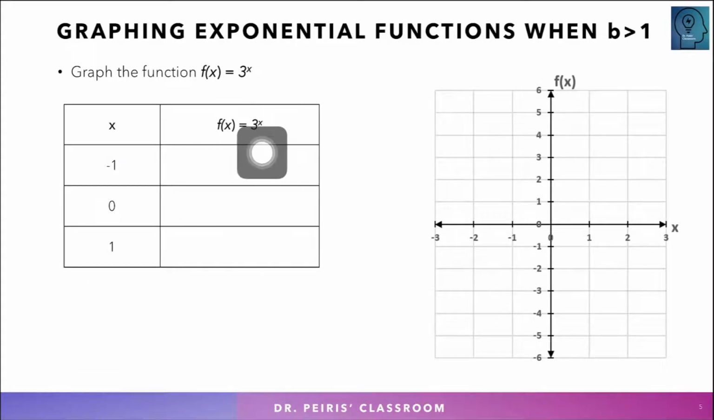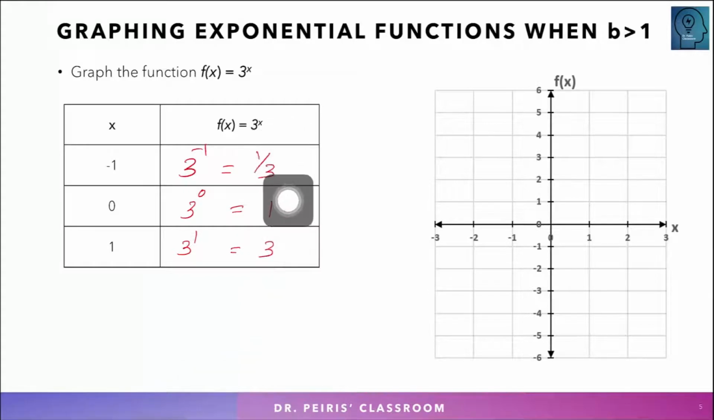The function is f of x equals 3 to the x. The first one is x equals -1, so we substitute x equals -1 here. This is 3 to the -1, which is basically 1 over 3. And then the next one, x equals 0: 3 raised to 0 is equal to 1. The third one is 3 raised to the 1, which is equal to 3. So this follows the same pattern, 1 over b, 1 and b, as I explained in the parent function.